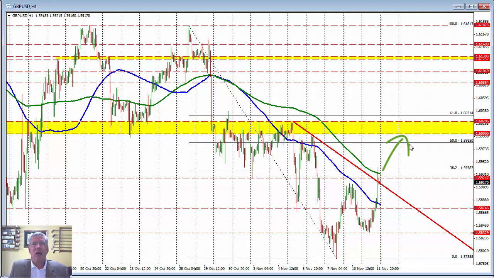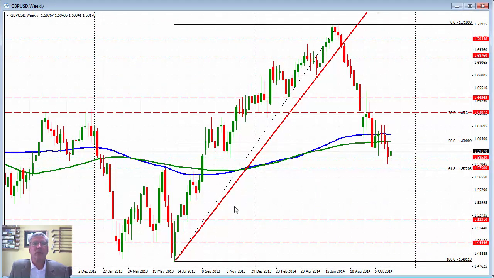Need to close above that 200-hour moving average in order to push this market to the upside for the sterling versus US dollar. I want to remind everybody about the 160 level, 160.20 level. What is the significance of those levels? If we do move higher, the 160 level is a 50% retracement of the move up from the 2013 low to the 2014 high. The 160.20 level is the 200-week moving average. That's the green line in this chart.